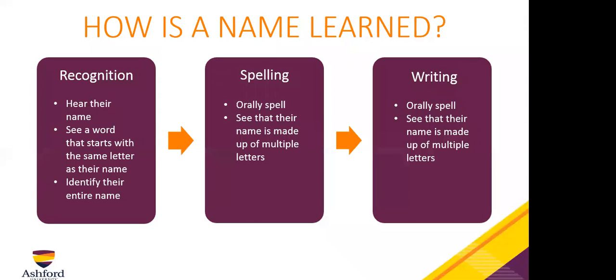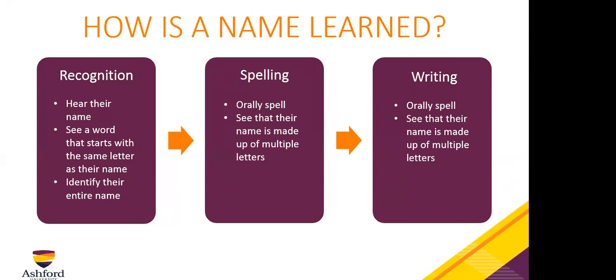So if we're speaking about developmentally appropriate practice, we want to take a look at the different ways and the different stages that children go through when they're learning their names, so that we can make sure the activities or lessons we plan in our classrooms align with what's appropriate. And children go through 3 main stages as they're learning their names. They go through the recognition stage, the spelling stage, and the writing stage.